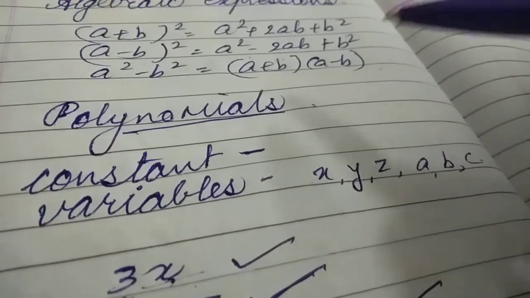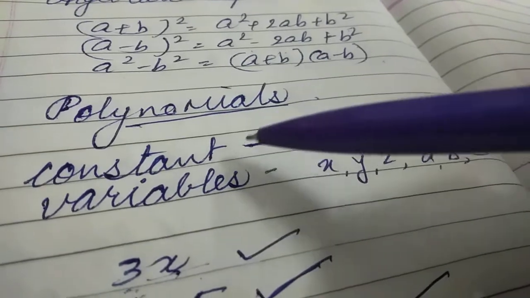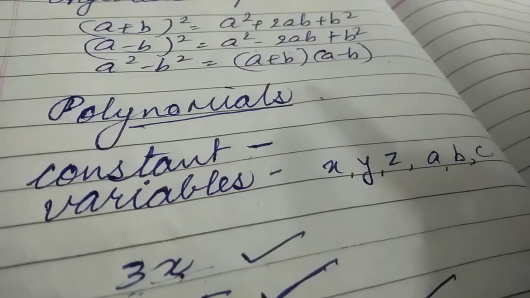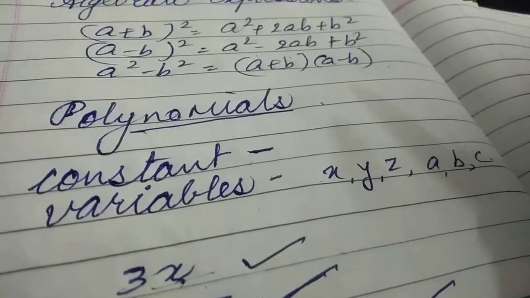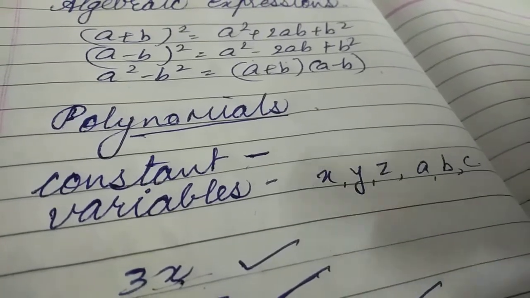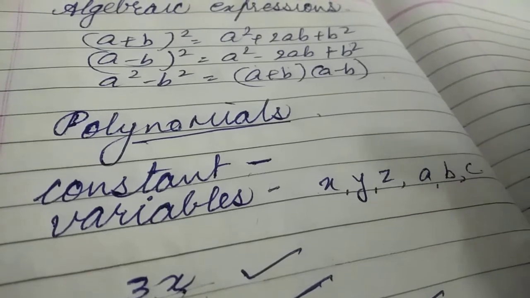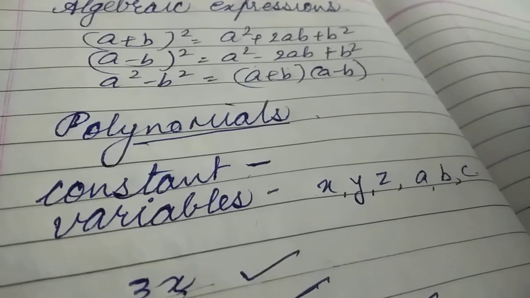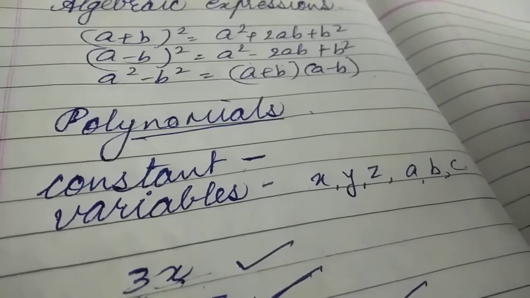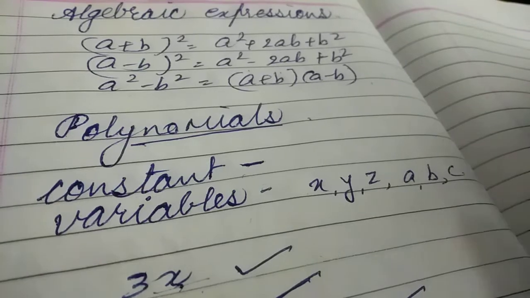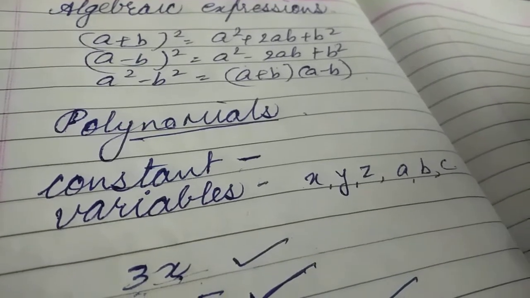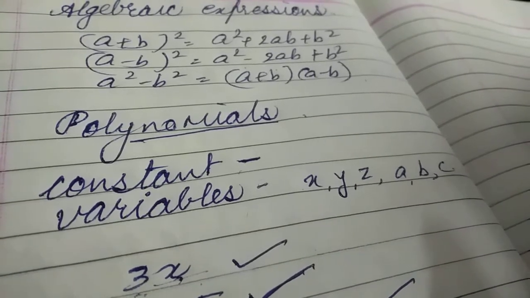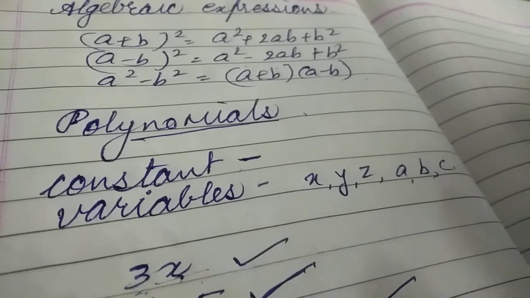To study about polynomials, first we have to see about the constants and the variables. Constants are the numbers whose value does not change anywhere. Such as if I say 3, 3 will remain 3 wherever I write it. 7 will remain 7 wherever I write it. 232 will remain 232 only wherever I write it. So all these numbers are called constants.